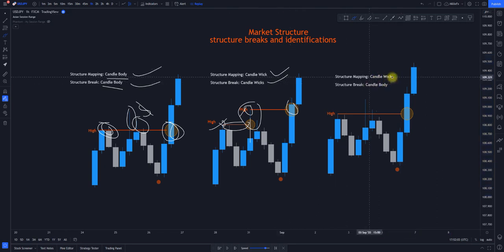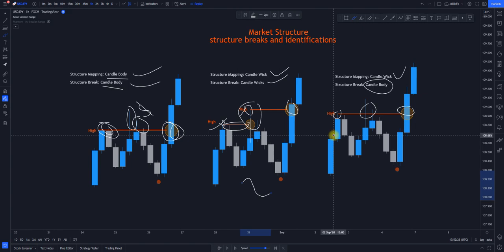What you understand about this one is that you are using the candle wick as your structure mapping, meaning you draw your line from a candle wick, and you use candle bodies as your candle break, meaning you expect to see price break structure by a candle body, not a candle wick as in the type 2 method. The type 3 method is what I use, as labeled here. It has more pros and cons, advantages and disadvantages. All three have their disadvantages and advantages.